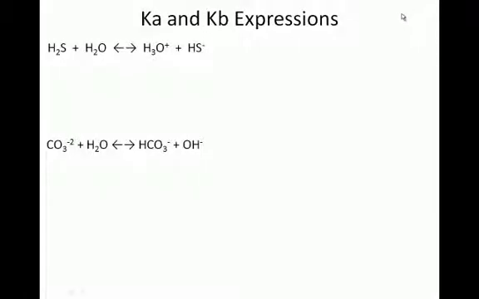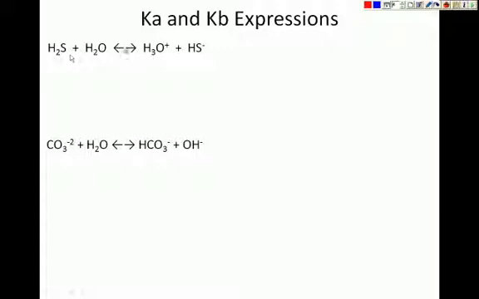Hey again, it's Mr. Lum, and today we're going to be doing some more acid-base chemistry and talking about Ka and Kb constants, or in other words, the acid and base constants. So Ka and Kb is very, very similar to, again, Keq, and we use the same principles when we make up a Keq formula. So here is an acid expression.